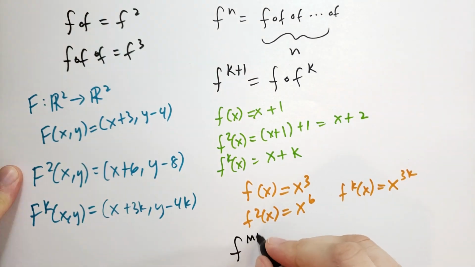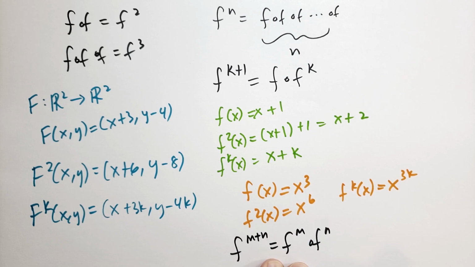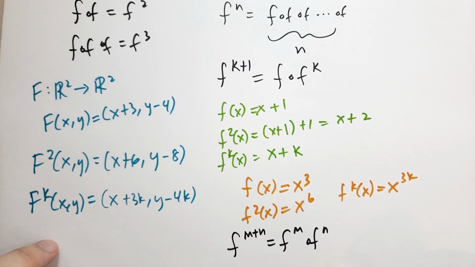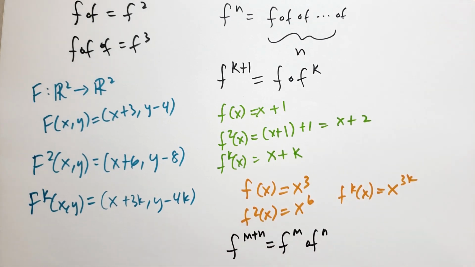f to the m plus n is the same as the composition of f to the m and f to the n. You can see why: this is f m times, that's f n times, and so it's going to be f to the m plus n.